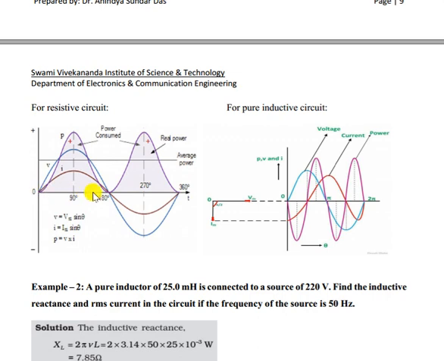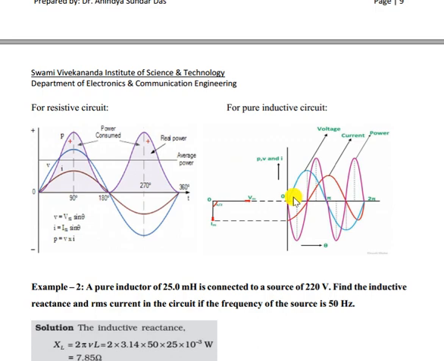So 0 occurs at the same point, maximum and minimum occur at the same point, and P equals V into I. If we multiply V and I, positive times positive gives a positive value, and where both are negative, negative times negative also becomes a positive value. So we have power consumed for a pure resistive circuit.